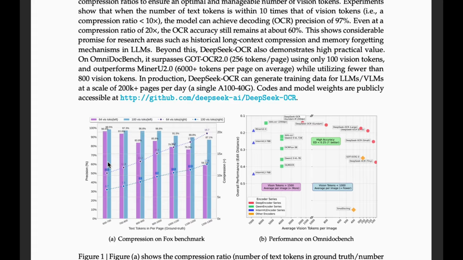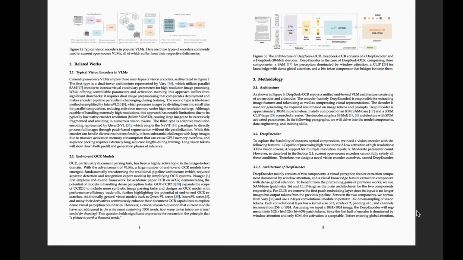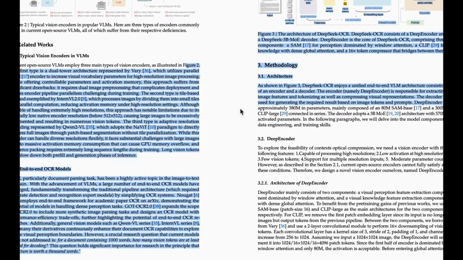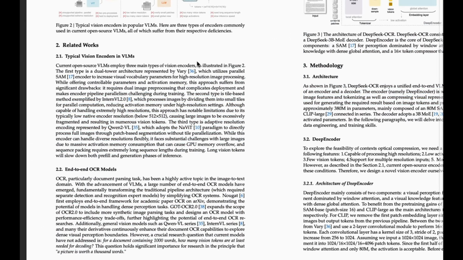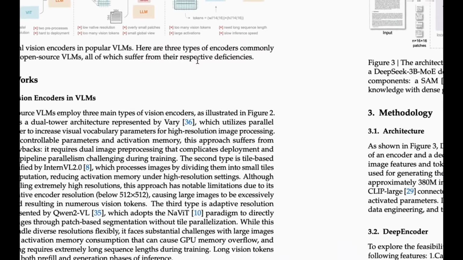And now let's see how they have actually built this. To make this work, they need to build a special vision encoder, and let me show you why. If you look at this particular picture carefully, let me just zoom in a bit.